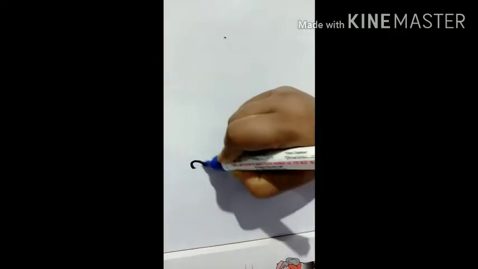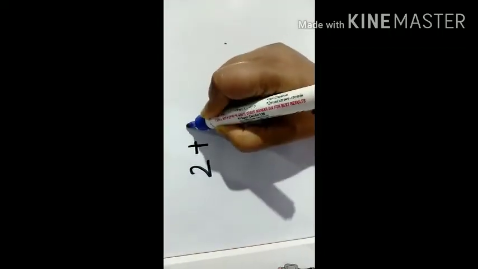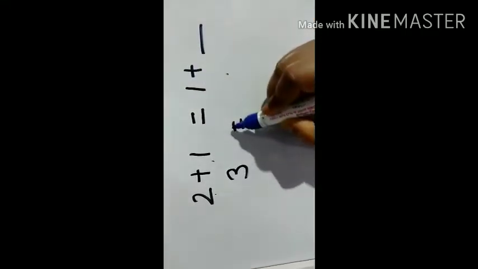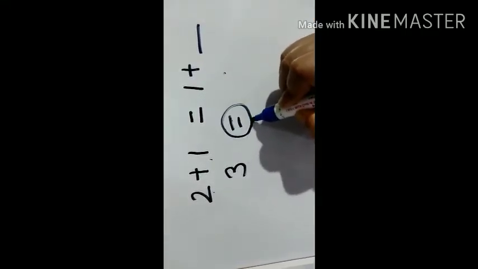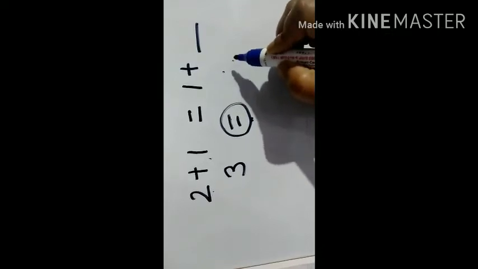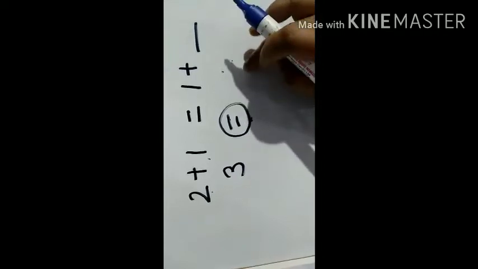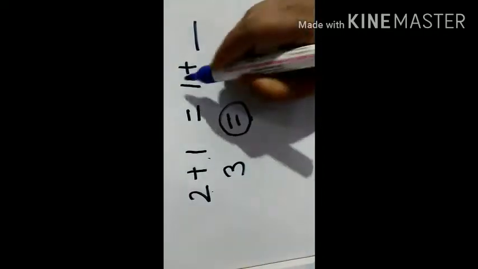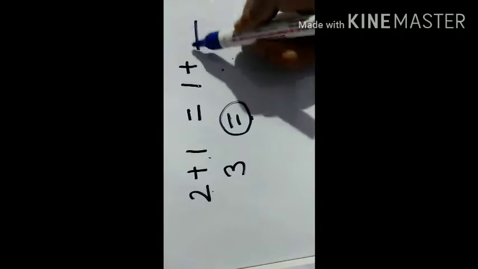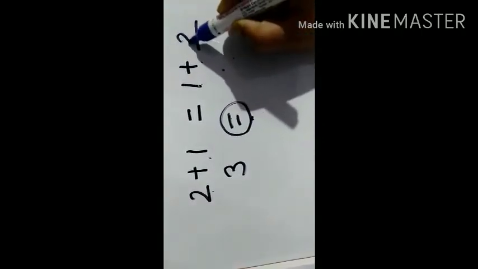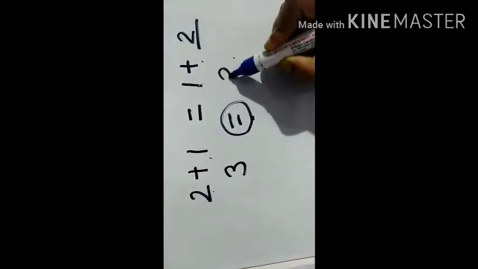If I am having 2 plus 1 equal to 1 plus what? So 2 plus 1 is how much? 3. And here what is there? Here the sign is equal to. Equal to sign means here we should put 3 only. Then both 3 and 3 will be equal. If we are putting here 4 or 1, it will not be equal. Understand? So 1 is already here. So what are we going to put so that it will be equal to 3? 1 plus 2. Then only 1 plus 2 is equal to 3.